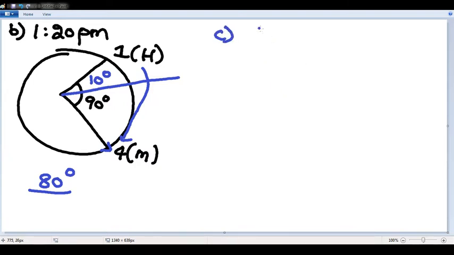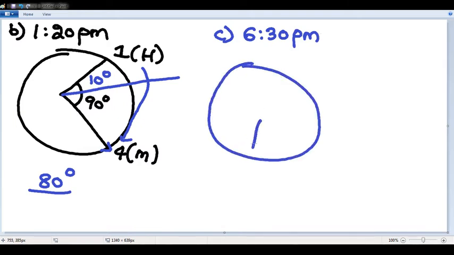See, it is 6:30 p.m. What is the angle at 6:30 p.m.? Try to solve it on your own. At 6:30 p.m., the hour hand will be at 6, and the minute hand will come and reach 6. When the minute hand reaches 6, the hour hand will move for 30 minutes. 1 minute is half a degree, so 30 minutes is 30 by 2, 15 degrees.